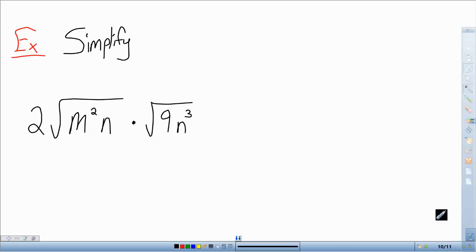All right, so last type of problem. What do we do when we have a lot going on? What happens when we have a number already on the outside of a radical? Okay, copy this and we'll do it.